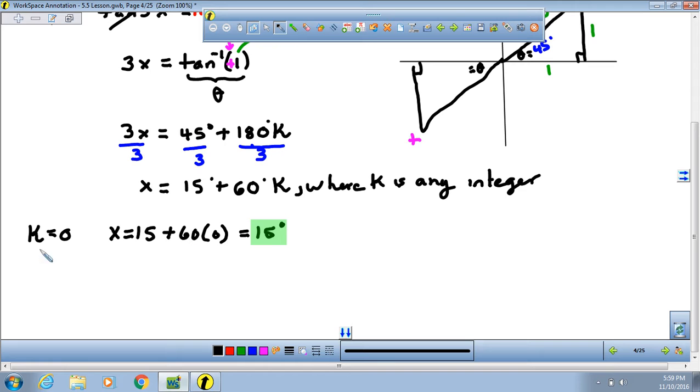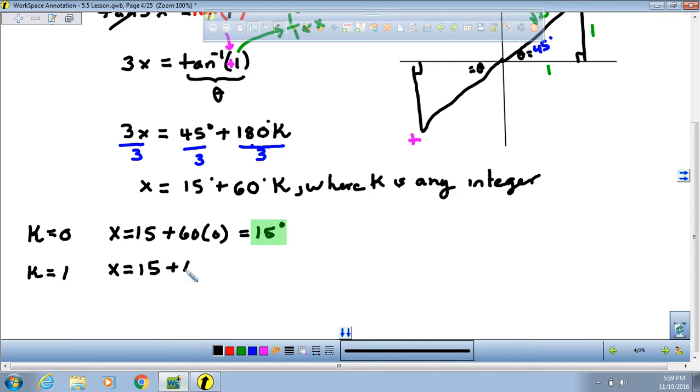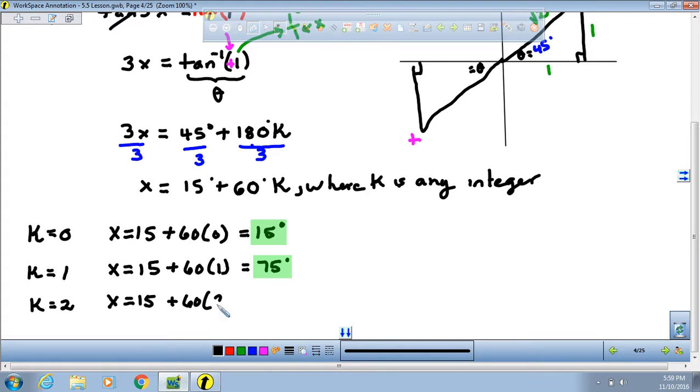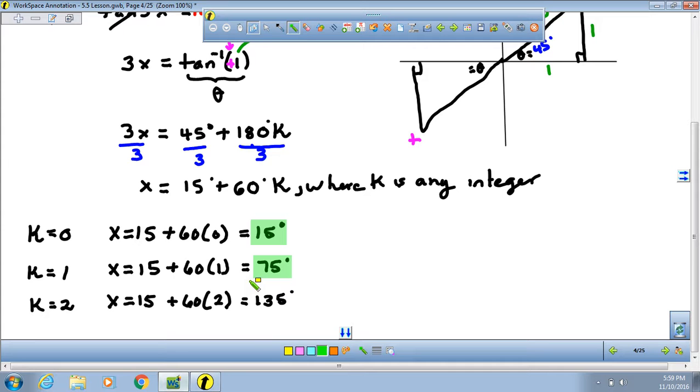And it is still less than 360. So as long as it gives you an angle less than 360, we are still under the solutions. X is equal to 15 plus 60 times 1, which is 75 degrees. We're still in the solution, right? Between 0 and 360. Now when k is equal to 2, then x is equal to 15 plus 60 times 2. That's 120 plus 15 is 135. That will be the next solution.